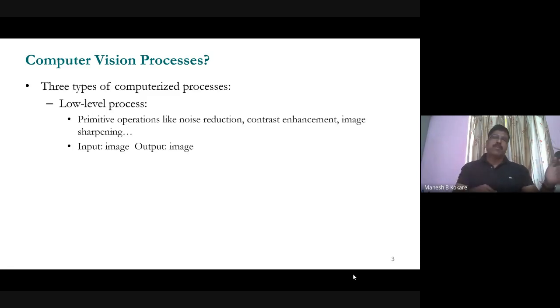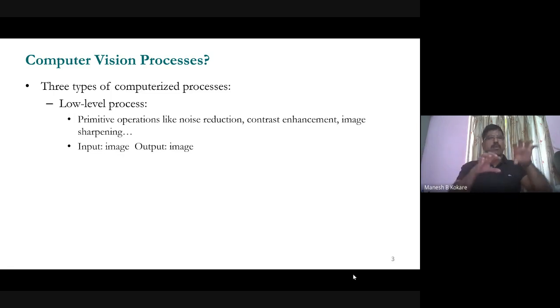Or for example, your input is corrupted by noise, meaning a lot of noise is there, and you'd like to remove it. By using filtering, you remove the noise and then you get a good quality image. Here your input is a bad quality image, you process it, and finally you get a good quality image. So input is an image, output is also an image in the case of low level processing.